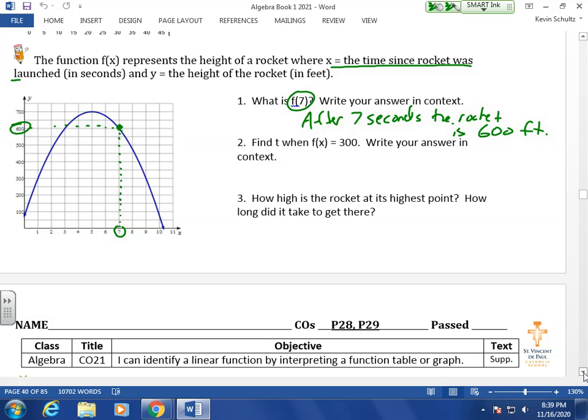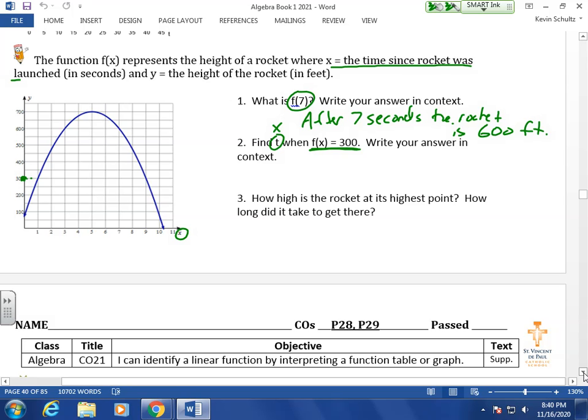Number 2, find t, and really, this is kind of a typo. It should be x. I was thinking the above one with t. My bad about that. But find x when f of x equals 300. So in this case, it's saying find the time, or that x-axis value, right? Find x when the function, which is the height, equals 300. So now we're looking at 300, and at what time or times is the rocket 300 feet in the air?